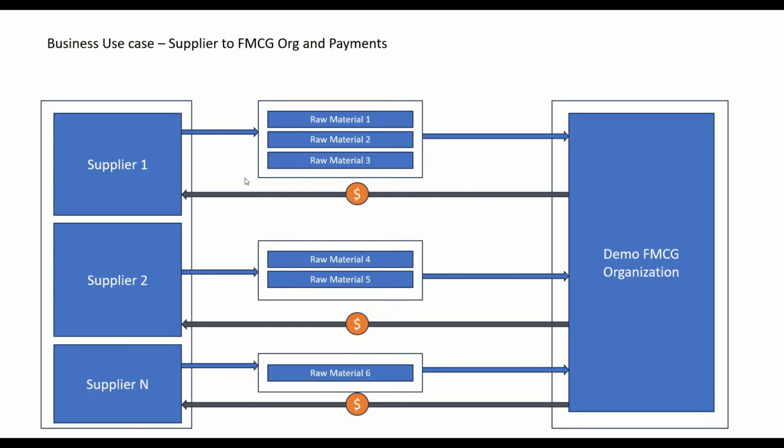Now, currently, you imagine, I'm just making up this particular business use case. Imagine this is happening in a manual fashion right now. So supplier one will be sharing the details over an email or via Excel, and that needs to be received by some team in this organization, and they have to process the information and then add some more information on top of it, and then finally send it for approval.